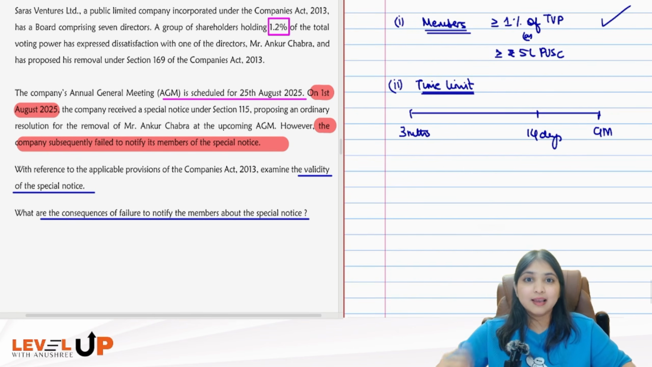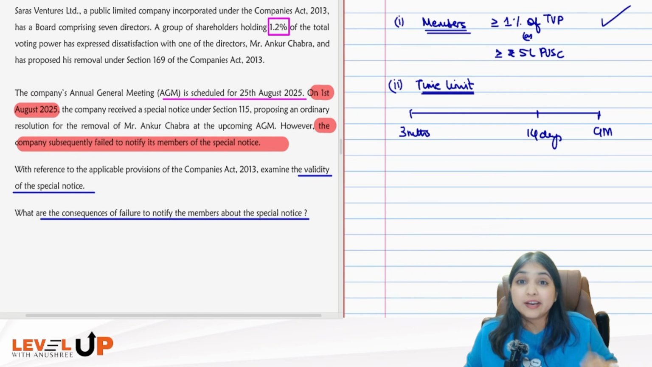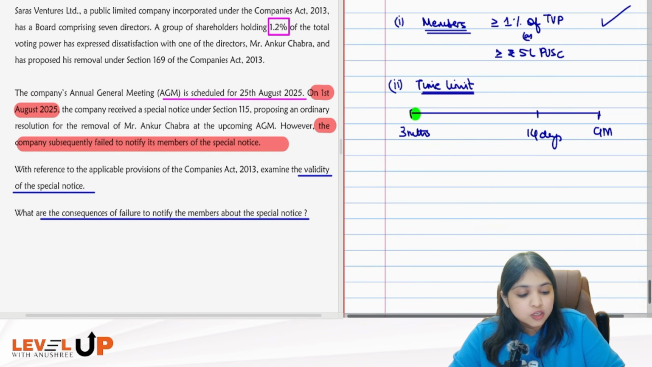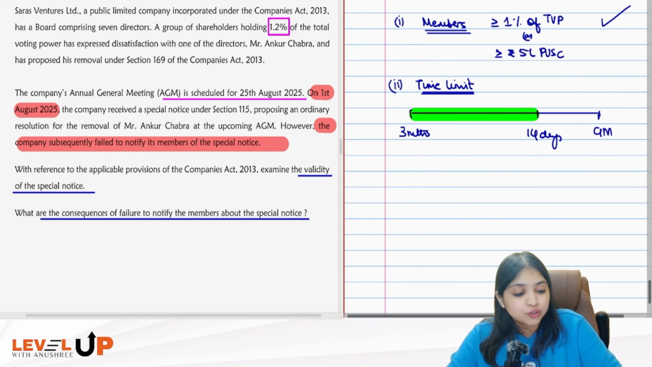So listen, I'll give you the final conclusion. So finally, when should the special notice be given to the company? It should be given during the 3 months before the meeting, but not in the last 14 days. So in simple words, it has to be given in this period. Can I give the special notice to the company during these 14 days? No, there has to be clear 14 days gap.